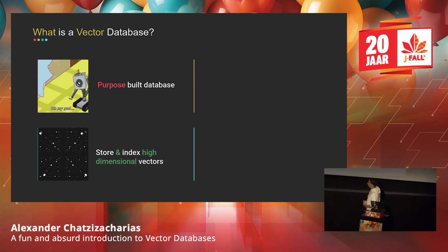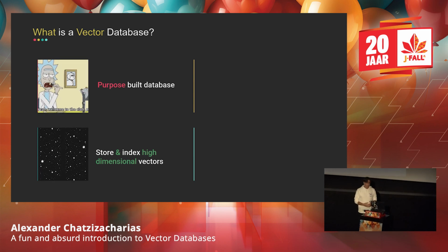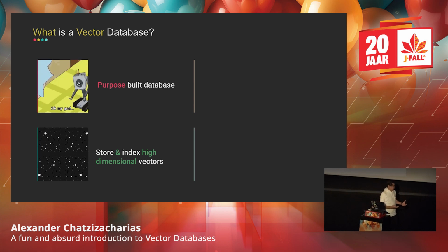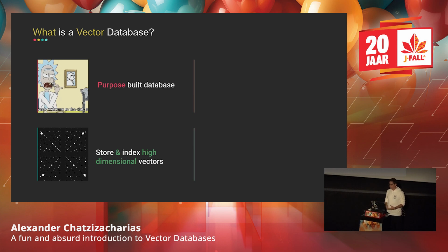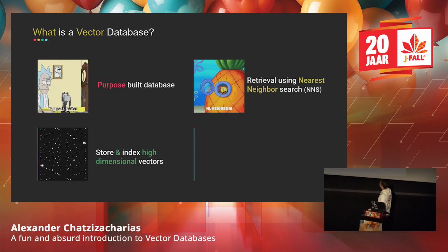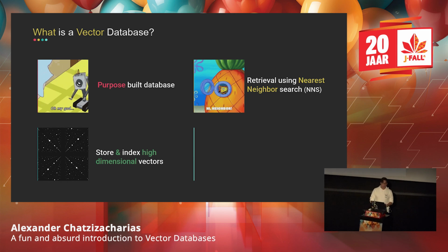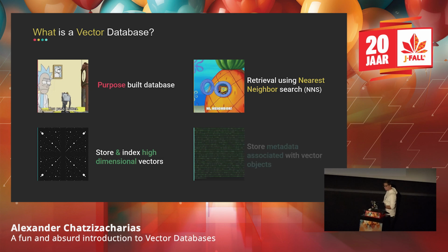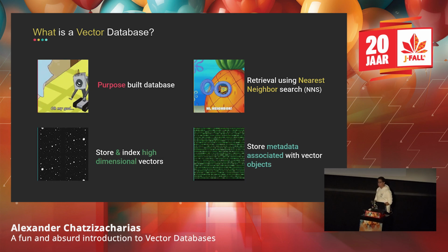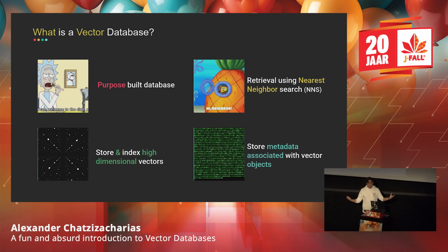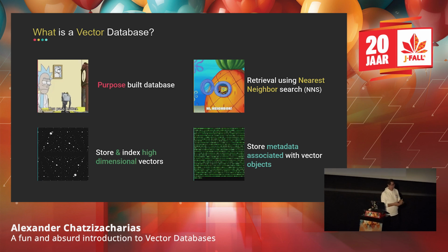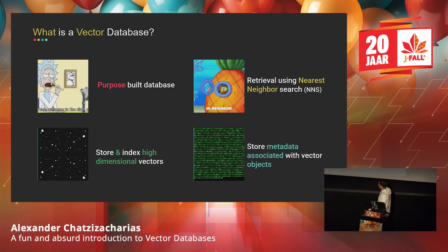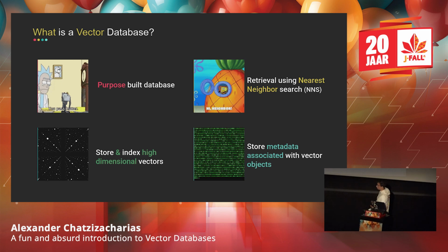They are optimized to store and index high-dimensional vectors. So your vectors can go up to thousands of dimensions, and these databases will be able to retrieve or find your vectors within milliseconds. And they do that using so-called nearest neighbor algorithms, or NNS, which we'll get into in a little bit. And of course, you can store metadata associated with your objects, which is really necessary if you try to build an application. You need more than just the vector of an object. You also need some metadata, right? So that is what vector databases are.